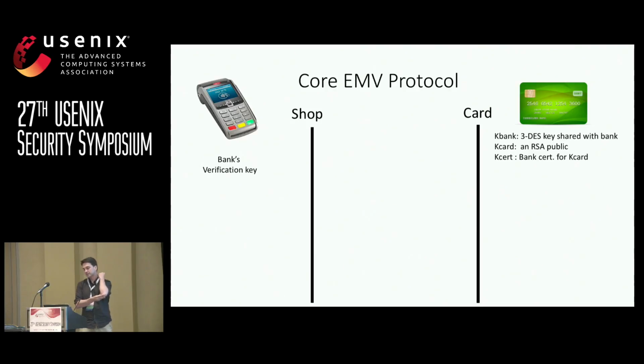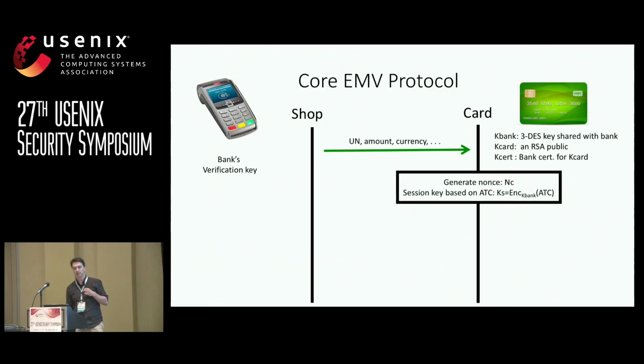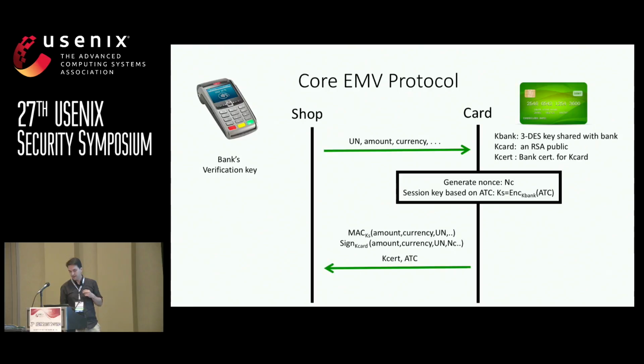So how it works, these cards have a shared key, a symmetric key with a bank, and a public key. The core of the protocol is the shop reader sends a UN, a unique number, a random nonce, to the card, along with some information. The card generates a session key based on the number of times the card's been used and a secret bank key. It uses this to make a MAC, which is proof of payment, and it signs some data the card can read.